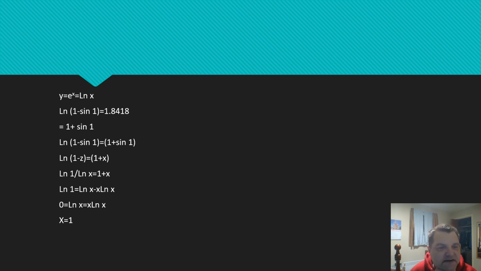So y is equal to e to the x, which is equal to ln of x. So we show that x is equal to the moment. So ln of 1 minus the sine of 1 is equal to 1.8418, which is equal to 1 plus the sine of 1. This all breaks down that x is equal to 1.